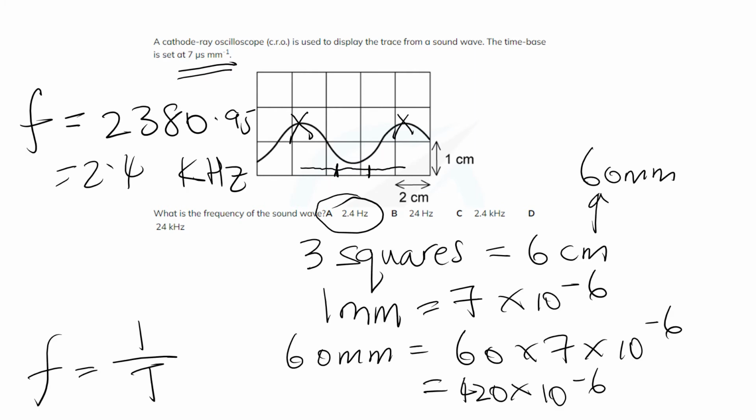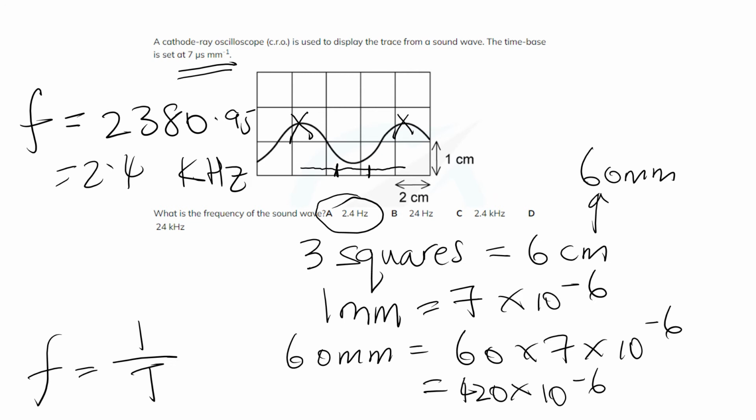Right, so my working out was here. If you look at the two crosses on the squared grid, that's 3 squares, meaning it's 6 centimeters. And you know that 1 millimeter is 7 times 10 to the minus 6 seconds. So you want 60 millimeters. 6 centimeters is 60 millimeters. So therefore 60 millimeters is 60 times 7 times 10 to the minus 6, and you get 420 times 10 to the minus 6.